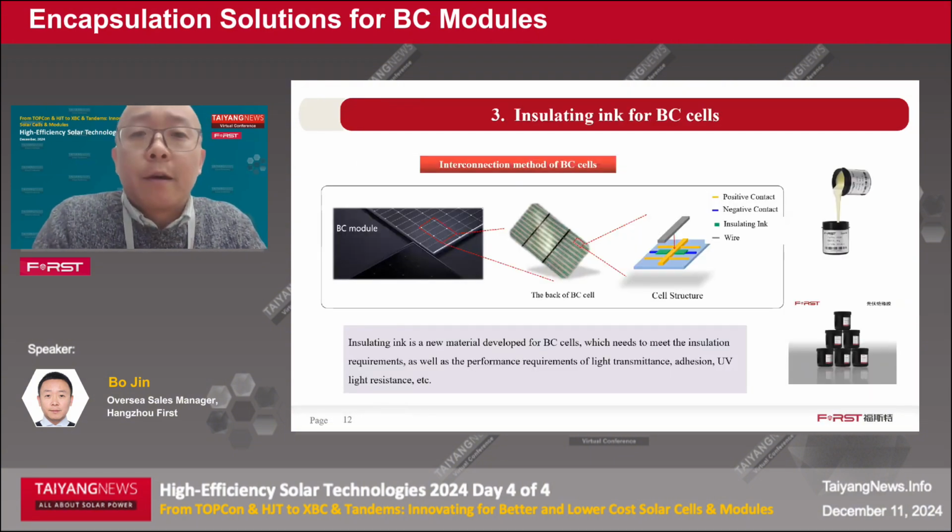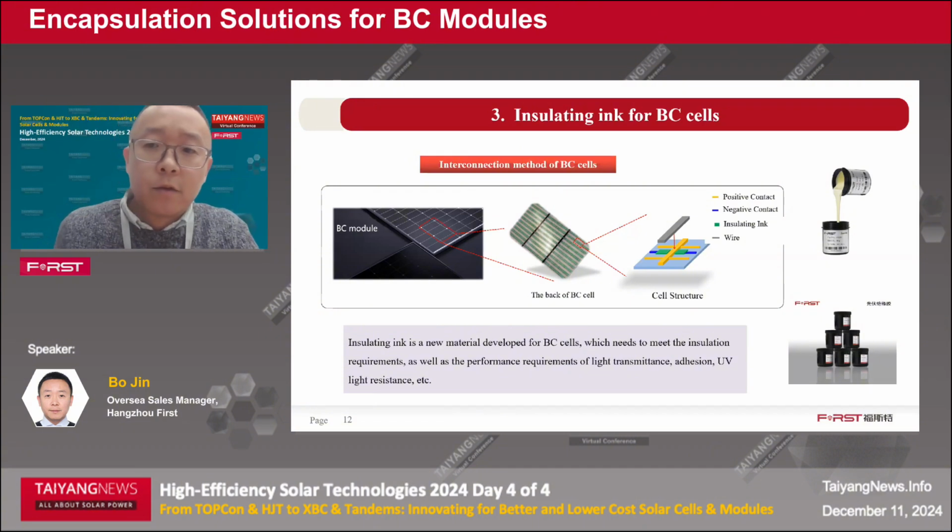Yeah, and the third part is the insulating ink, which can be used to insulate the positive contact and negative contact of the BC cell. So we also have this kind of material.